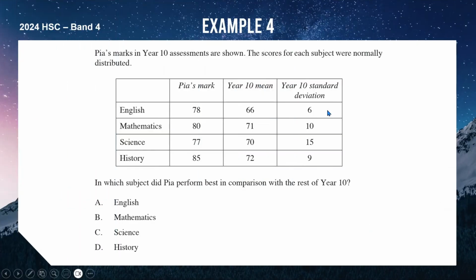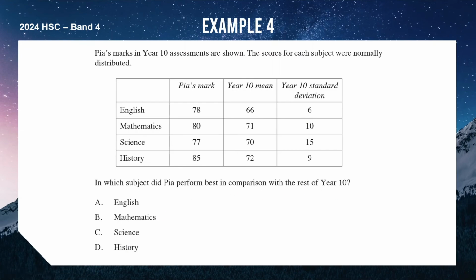Let's do a quick example of using this formula. This is from last year's HSC at the time of recording. We have Pia's marks in Year 10 assessments as shown, and all subjects were normally distributed, which means we can apply z-scores to these. We have her original mark on each test, we have the average mark in each test, and we have the standard deviation on each test. The question wants us to say which subject did she perform better in compared to the rest of Year 10.